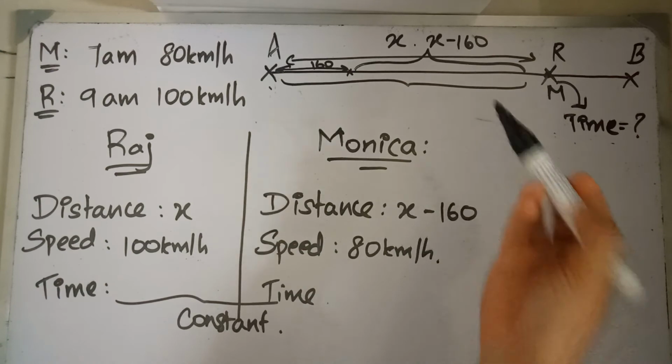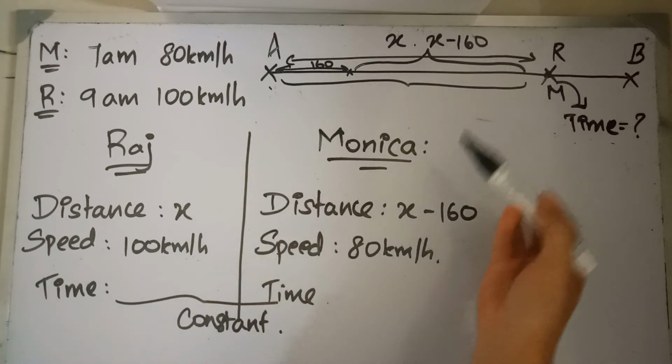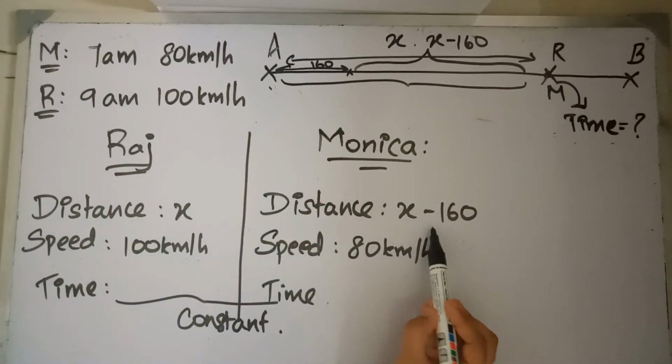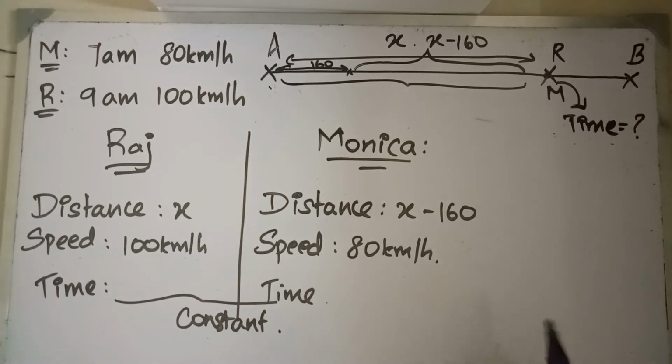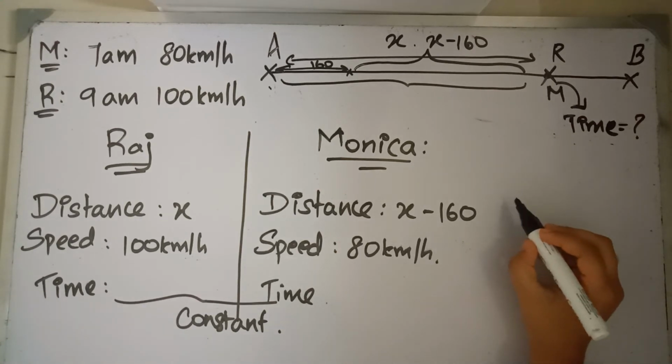They will both travel different distances. She travels only this much distance, he travels x distance, speed is greater for him, speed is different for her, but the time will be constant. So after you find this out, the problem becomes easy.